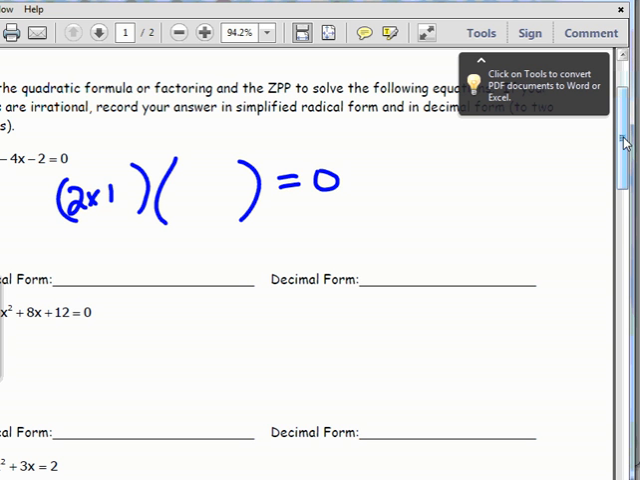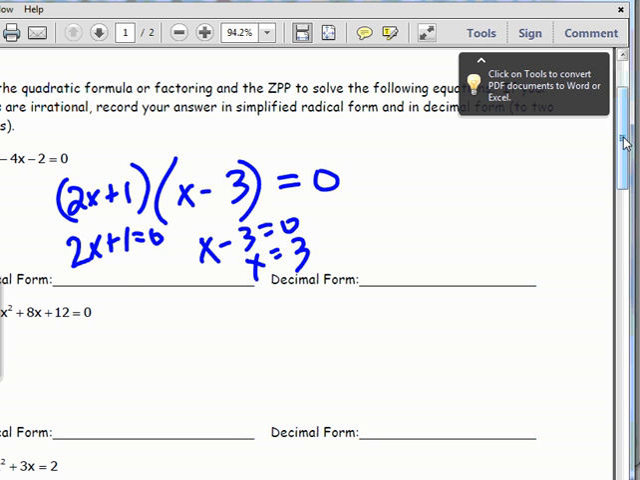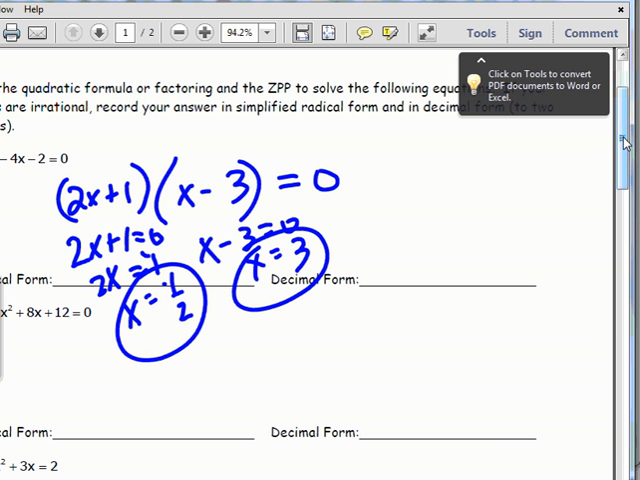Let's say you had 2x plus 1 and x minus 3. Then my answers would be x minus 3 has to equal 0, so x equals 3. Or 2x plus 1 equals 0, so 2x equals negative 1, so x equals negative 1/2. Remember that kind? You solve two little equations. All right, that's the ZPP.